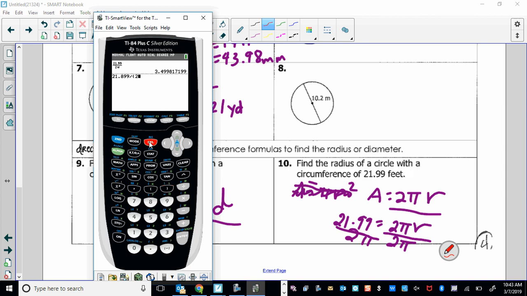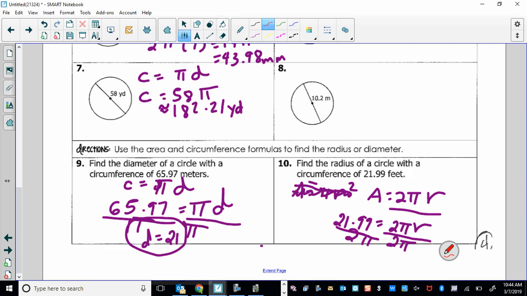2 times pi inside the parentheses. This shows you 21.99 divided by the parentheses. It will give you the same answer, so 3.5 is the radius. So just be careful, okay? All right, radius would be 3.5.